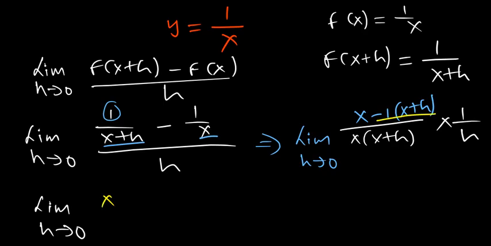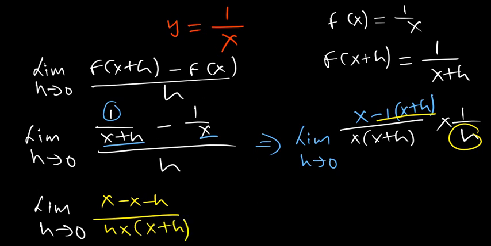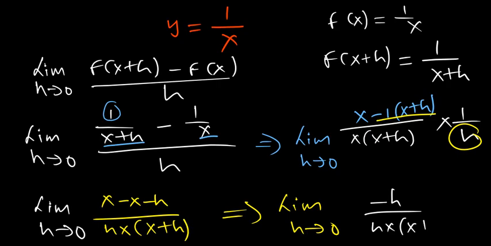Distribute the negative, you're going to have negative x, negative h over the product of h times this, so that would be hx, and then in the brackets x plus h. This is what we have so far. x minus x can subtract, so you remain with the limit as h approaches 0, and on top we remain with negative h. On the bottom we have hx, x plus h.